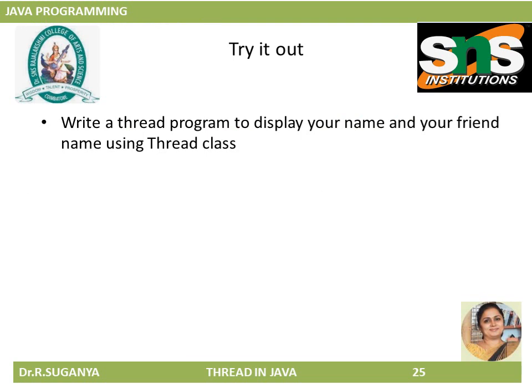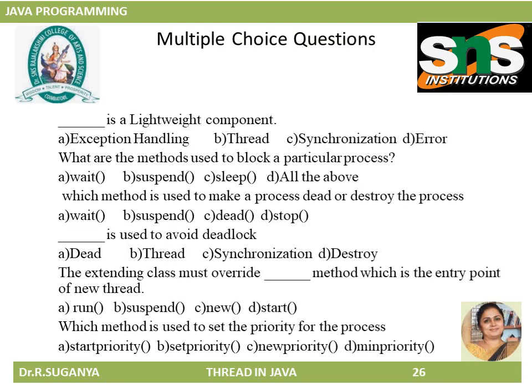So here is an example exercise: write a thread program to display your name and your friend's name using the Thread class. So here there are multiple choice questions available, and you can go through them.